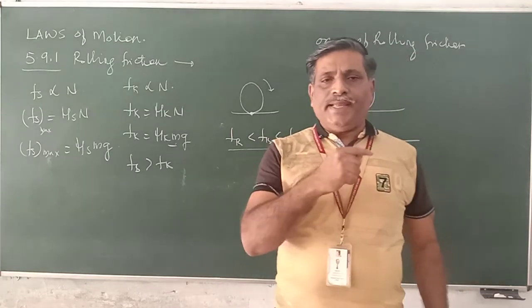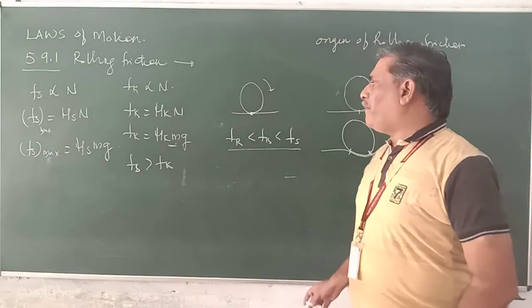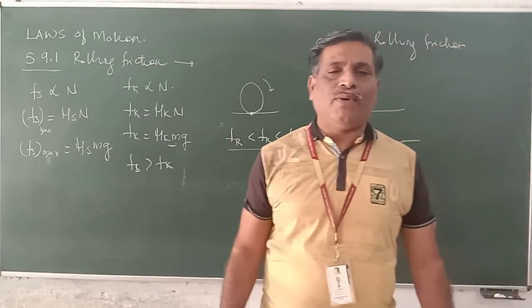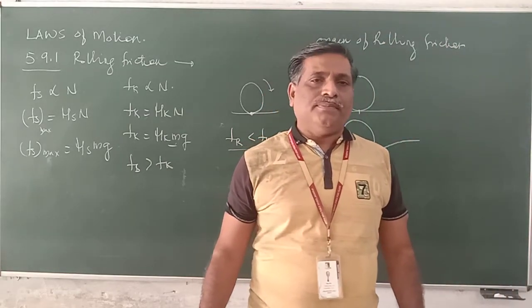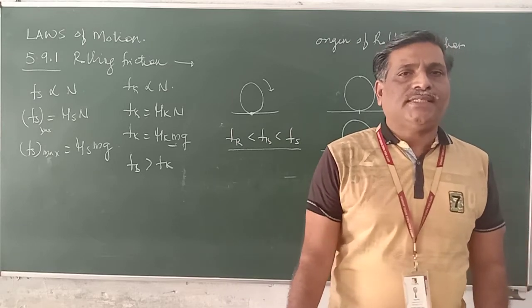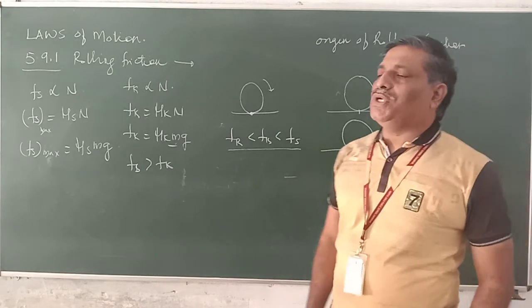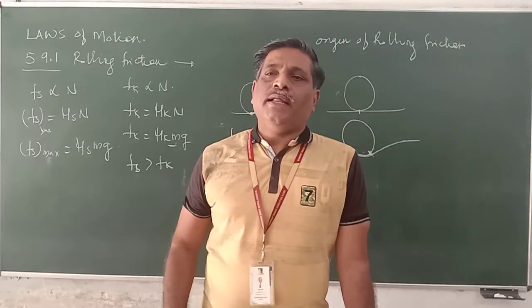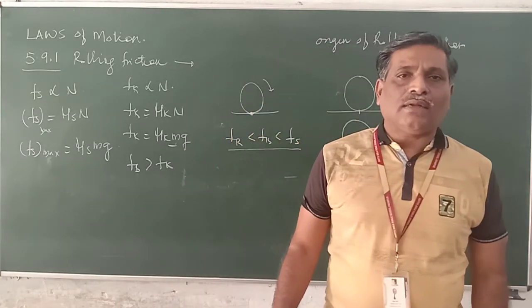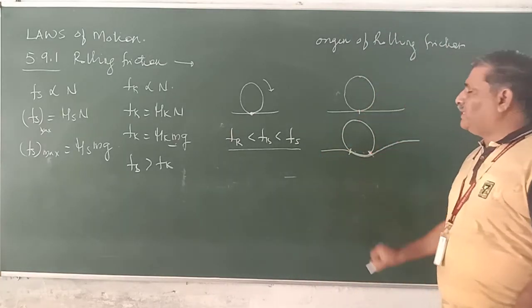When the rolling body is moving on a horizontal surface, there is a slight change in the shape of the surface due to the weight of the rolling body, and then a considerable area of the surfaces comes in contact, which is considered the main origin of this friction. In the previous topic we have already studied that all these forces are considered to be electrical in origin. Now this was the origin.